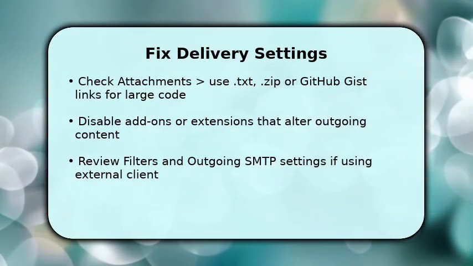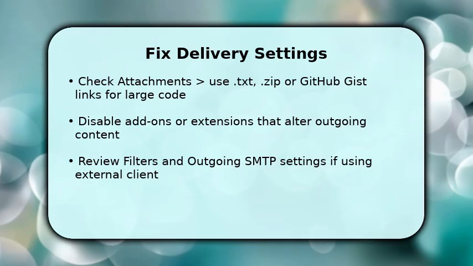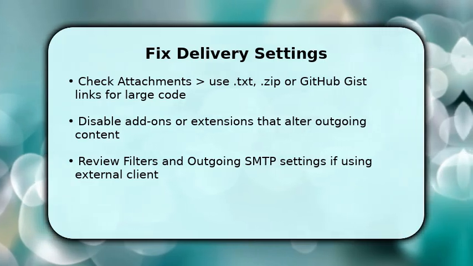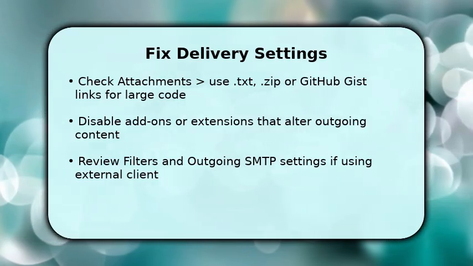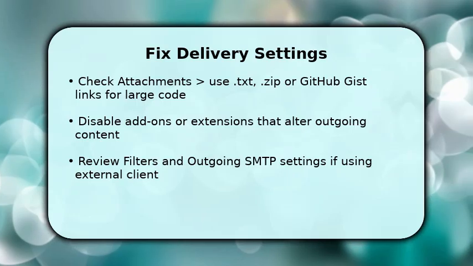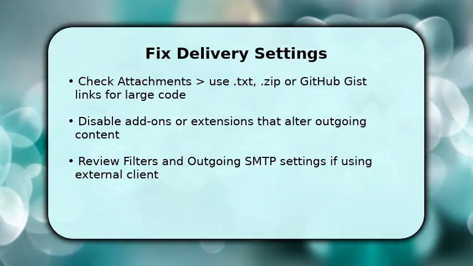Next, make targeted fixes to delivery settings. Disable browser extensions or Gmail add-ons that rewrite outgoing content because they can strip code. If you attached files, prefer .txt or zip to avoid automatic scanning corruption. Alternatively, host code on a gist and paste the link.